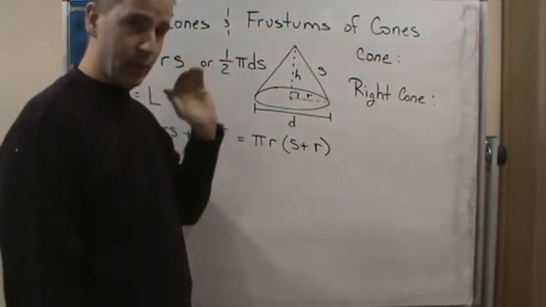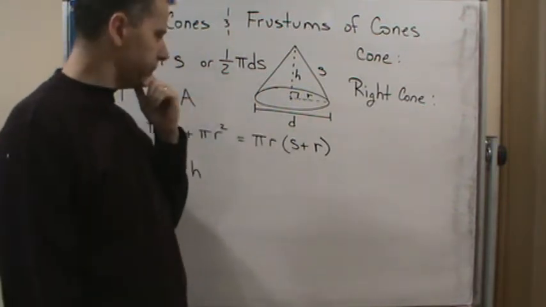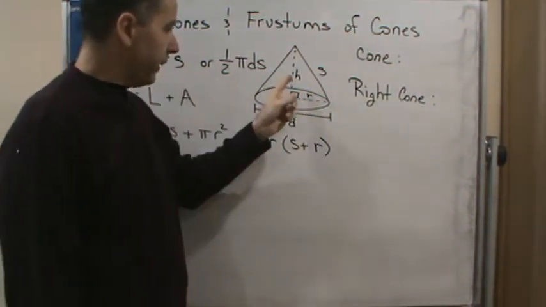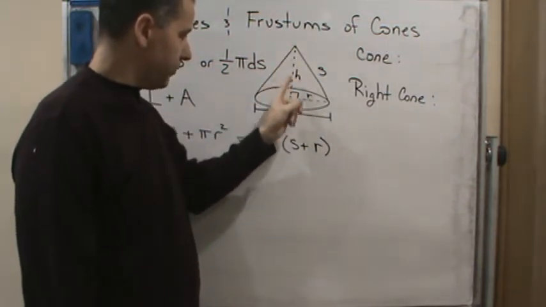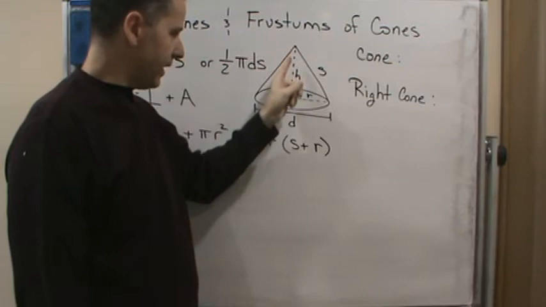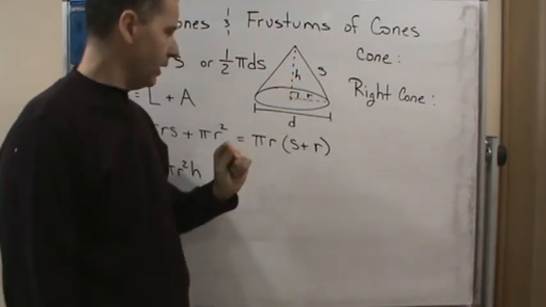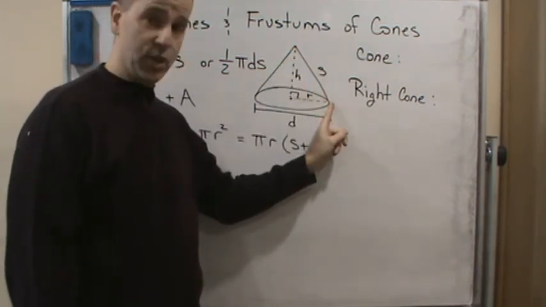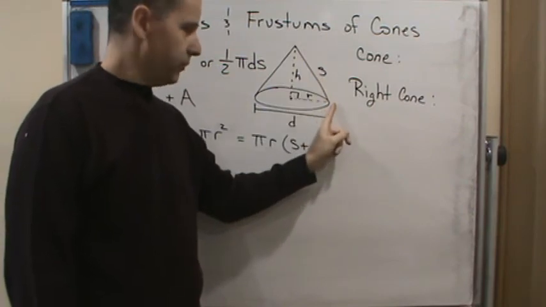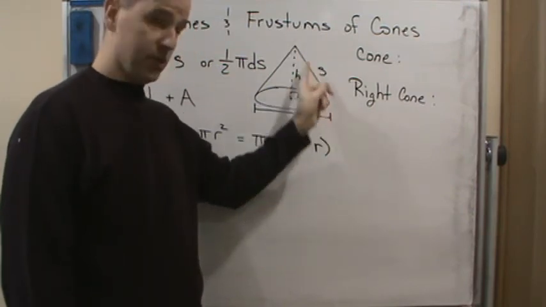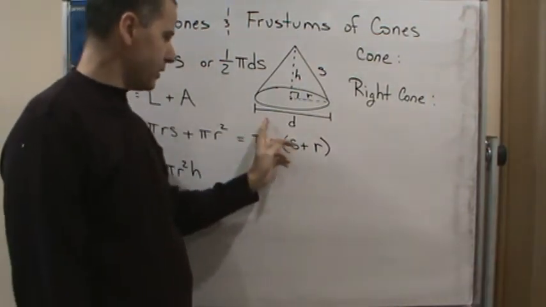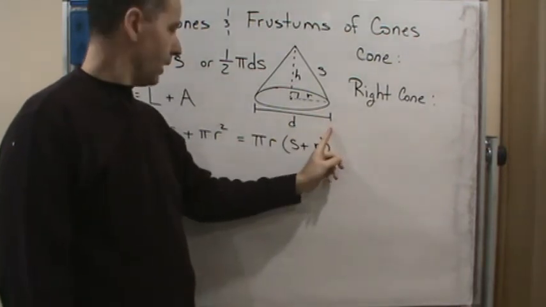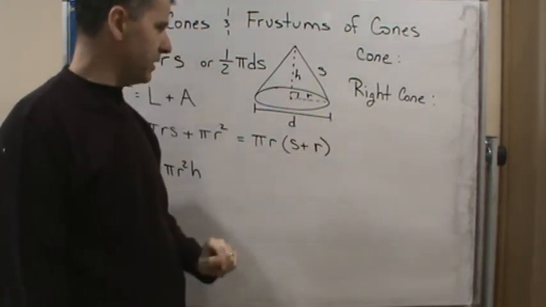So we're not going to deal with anything like a slanted cone, or a cone that's not a right cone. So the altitude is the perpendicular distance from the apex to the base. In this case, it makes a right angle with the base. The slant height, S, is the distance from the apex to the edge of the base along the surface of the cone. The diameter is the diameter of the base, and half the diameter is the radius of the base.